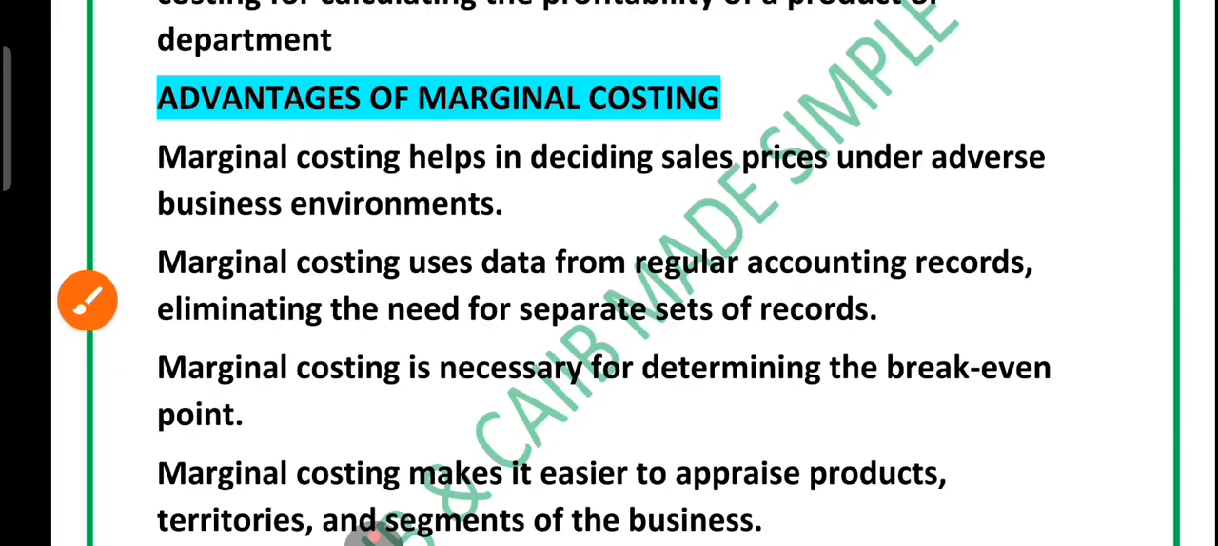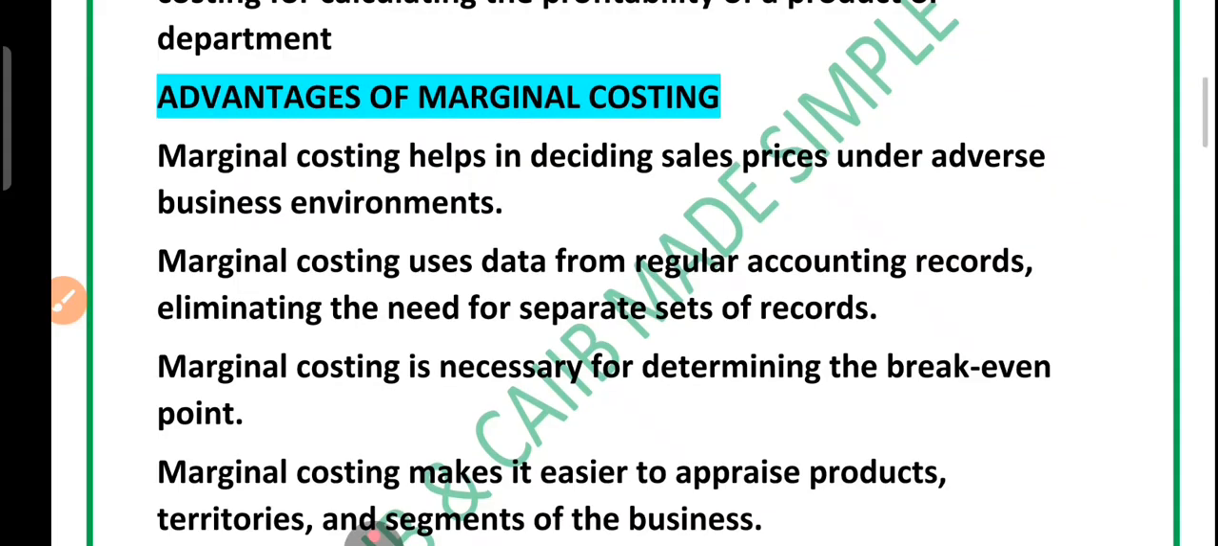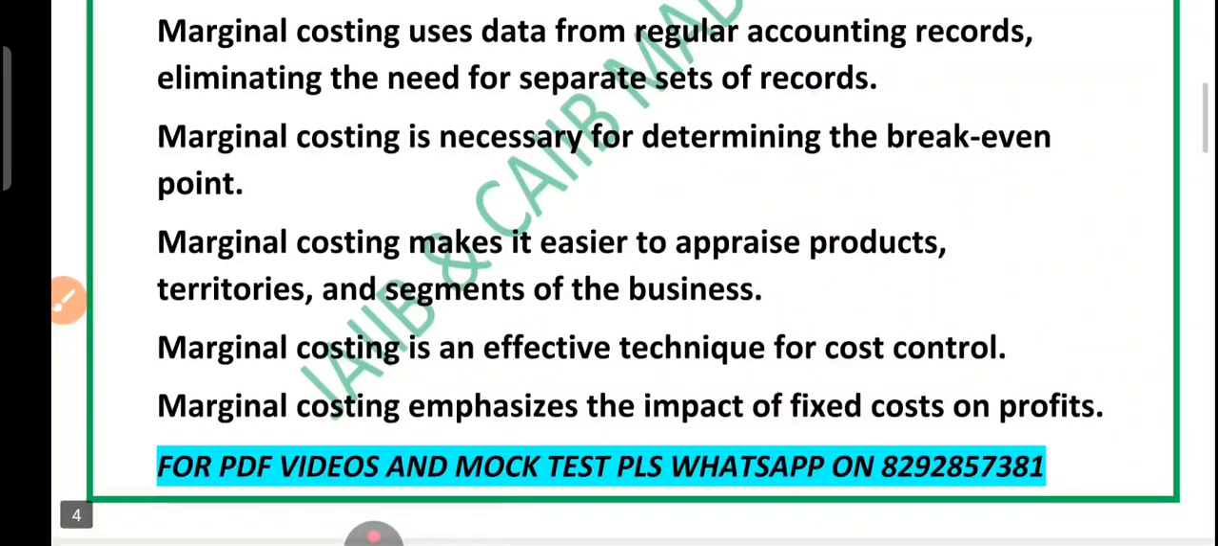Basically, as long as the selling price covers the variable cost, you can survive in the short run. So minimum price means at least cover variable cost. That is the minimum price, right? Second point is that you do not need any separate record. This method of marginal costing uses the same data from normal accounting, so you don't have to maintain a separate set of books. This saves time and also avoids confusion.